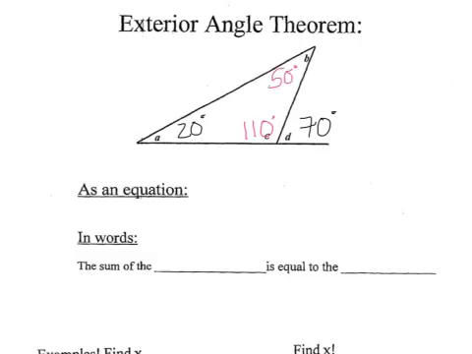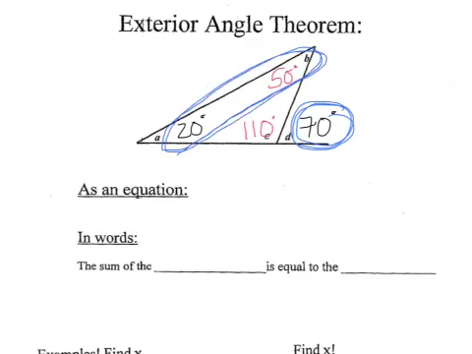Now the exterior angle theorem actually tells us that the outside angle, in this case the 70, is equal to the sum of the two remote interior angles, in this case the 50 and the 20. So as an equation, it would look something like this. A plus B is equal to D.